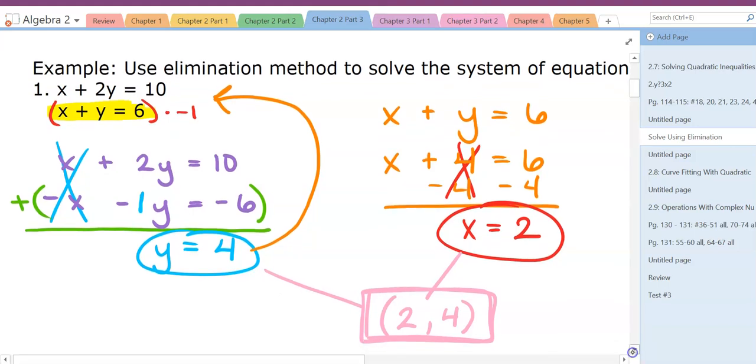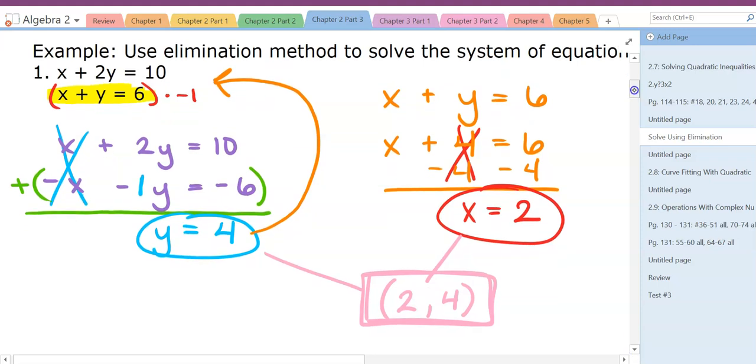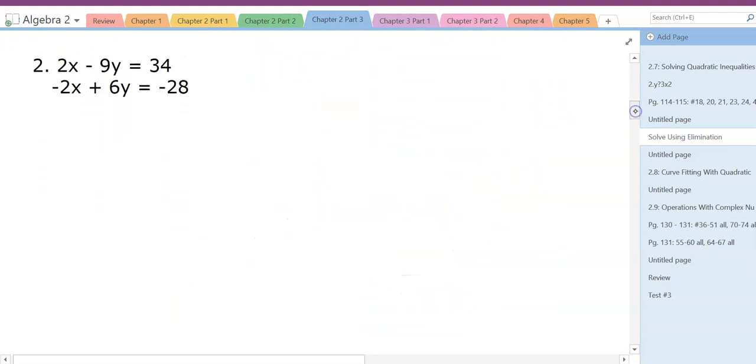Let's take a look at one more. If you'd like to, go ahead and pause the video here, try this one out on your own, and then when you're ready for me to go through it with you, you can go ahead and resume watching the video.